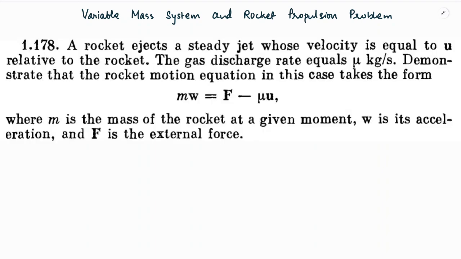So the problem is stating a rocket ejects a steady jet whose velocity is equal to u relative to the rocket. The gas discharge rate equals mu kg per second. Demonstrate that the rocket motion equation in this case takes the form ma equals F minus mu u, where m is the mass of the rocket at a given moment, a is its acceleration, and capital F is the external force. So this is the information which is imparted in the problem, and we are here to deduce the expression.